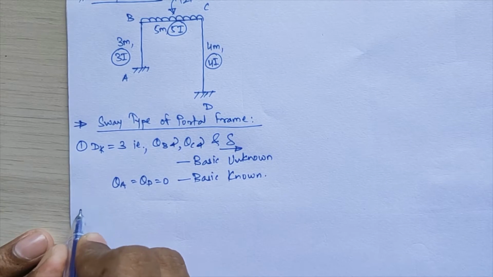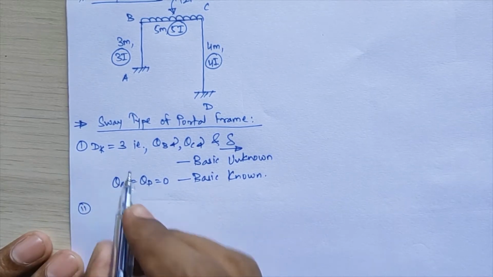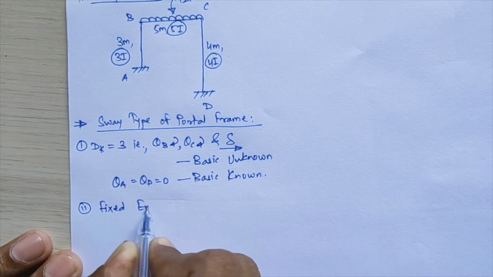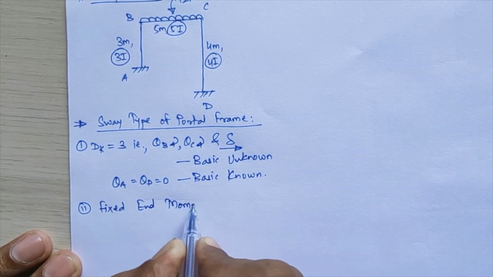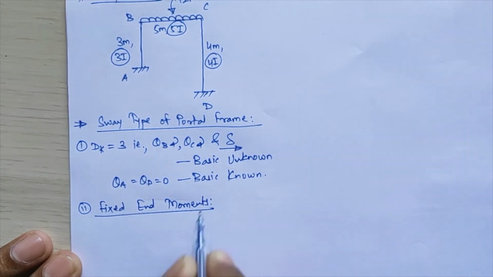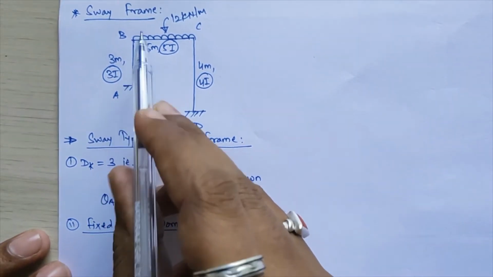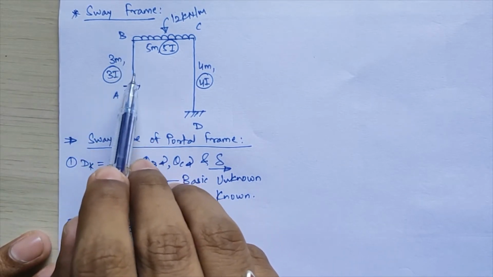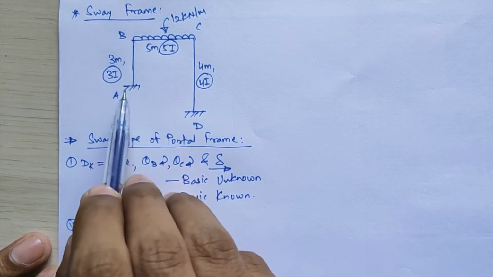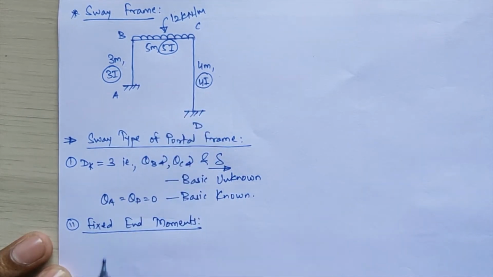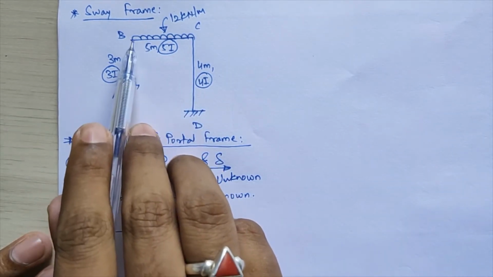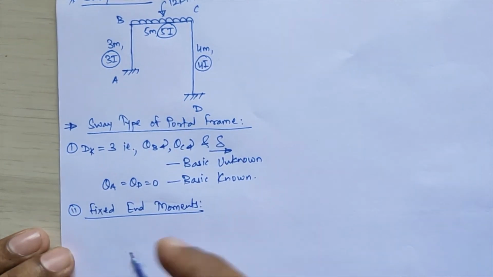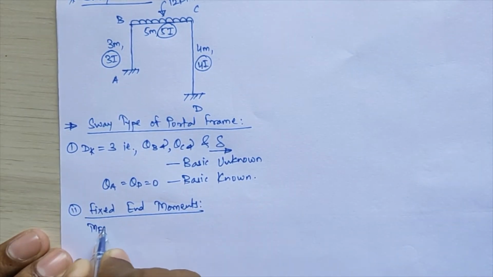Then we'll move to step number 2. You have to calculate the fixed end moments first. If you observe in column AB and column CD, there is no loading given to you, that is, intermediate span loading is 0. So fixed end moment for column AB and for column CD both will remain 0. Fixed end moments will be calculated only for the horizontal member, the beam member BC. So first I am writing directly MF BC.